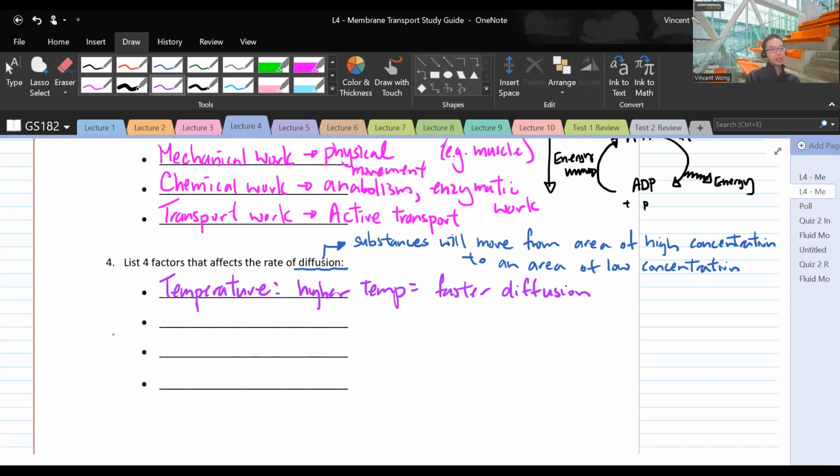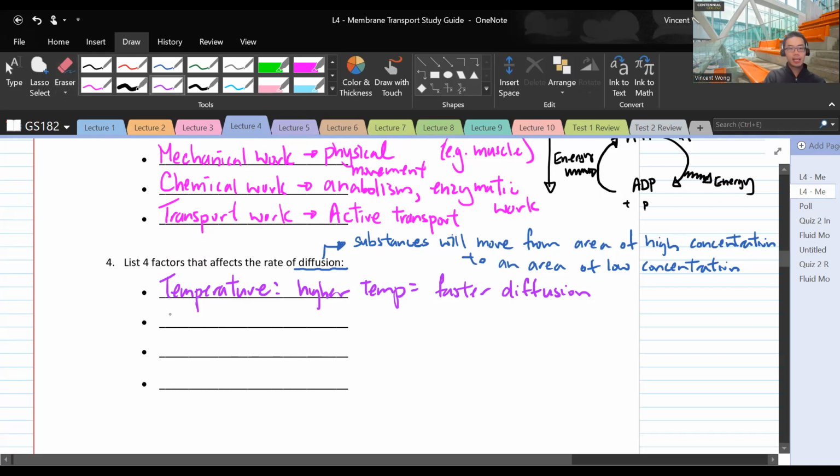Anyone else? Size, that's right. Ping Xia said size. Bigger molecules take longer to move around, so that would be slower diffusion.